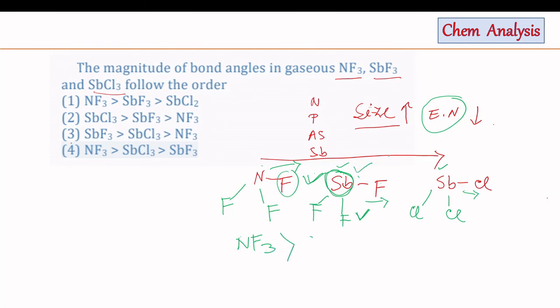Now between SbF3 and SbCl3, if we compare the bond angle, since fluorine is more electronegative than chlorine, the bonding electron density will be shifted more towards the fluorine atom in SbF3. Therefore bond pair repulsion will be least in SbF3, and as a result SbF3 will have the least bond angle. So after that it will be SbCl3 and the least bond angle will be SbF3. So this will be the order, and we can see that option number 4 is the correct answer.